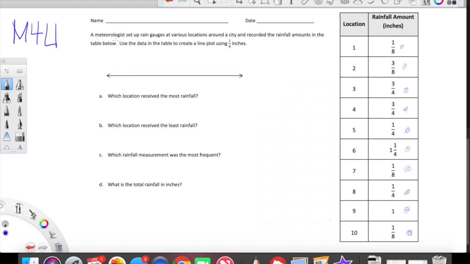So we have the story. A meteorologist set up rain gauges at various locations around a city and recorded the rainfall amounts in the table below. I actually moved the table over here, so the table to the right. Use the data in the table to create a line plot using 1/8 inches. Okay, so we have all these different locations. The first column is just the numbered locations, 1 through 10. The second column, as you guys can see, is the rainfall amount in inches. So we have 1/8, 3/8, 3/4. So we have all these different rainfall amounts.